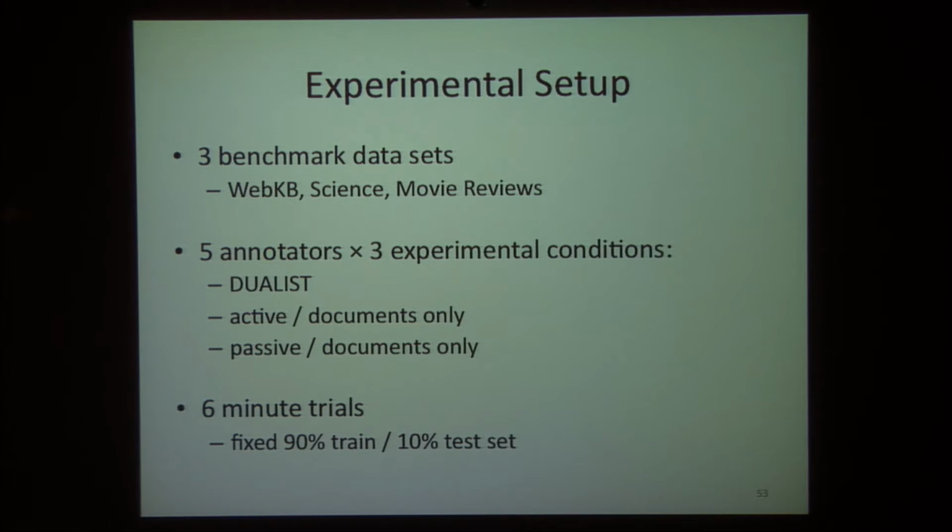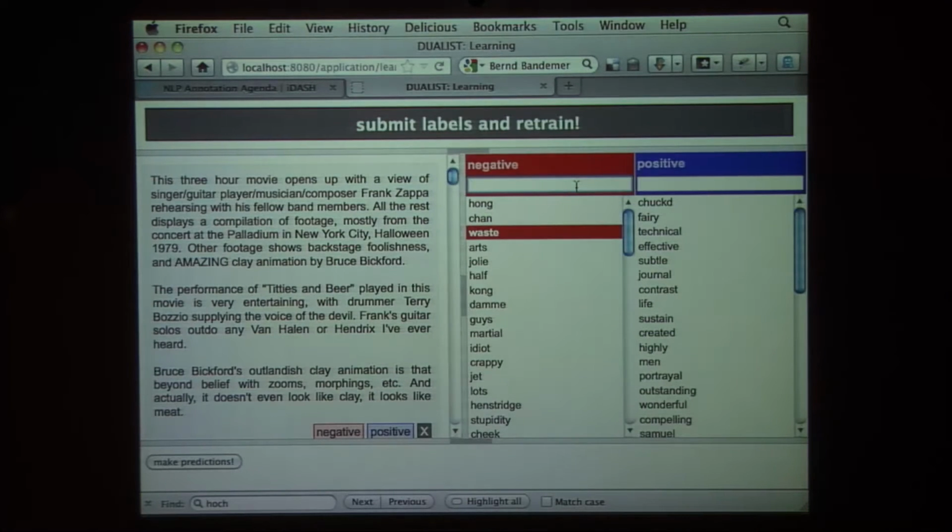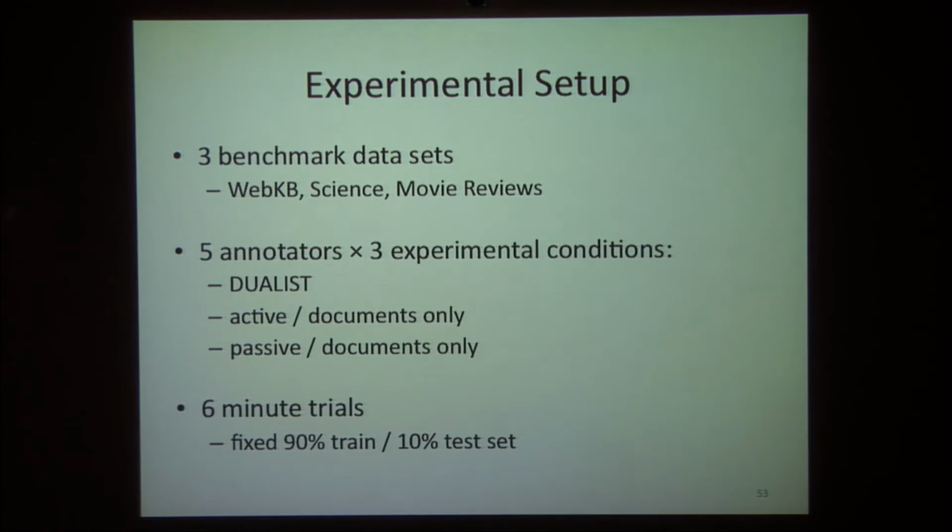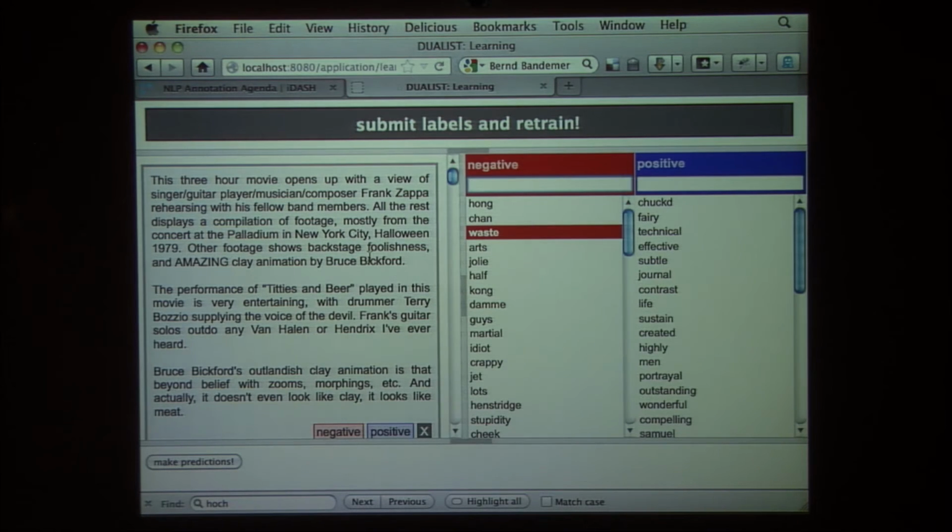And so now I have some actual human-in-the-loop experiments to show. This is a slightly more exhaustive study than the one that I just showed before, where we have 3 benchmark data sets, 5 different annotators who each annotated these data sets under 3 different conditions. One was the full DUALIST interface that we just walked through in a demo. One is active learning, but only presented with documents, so they only get the left-hand panel and not the feature labeling.